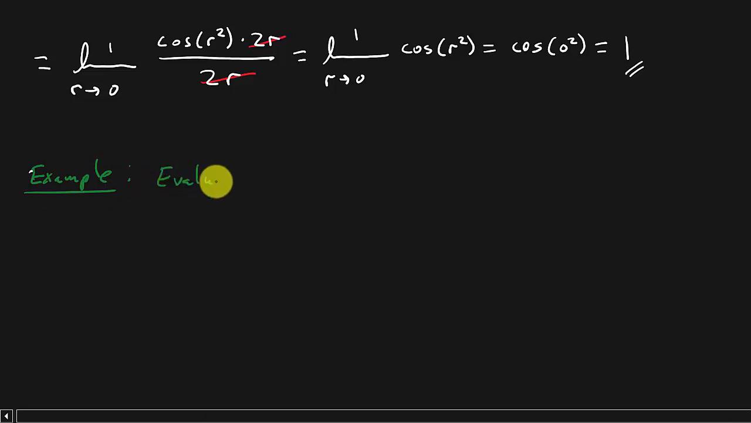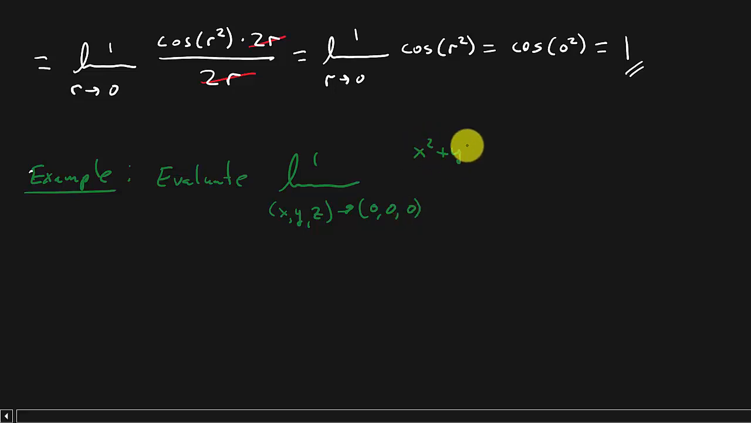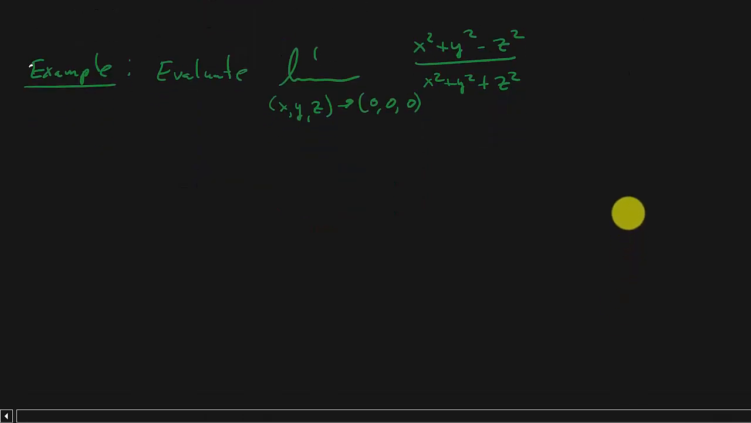So we want to evaluate the limit as x, y, z goes to 0, 0, 0. All right, so how fun is this going to be? So function of 3 variables. And that's going to be x squared plus y squared minus z squared over x squared plus y squared plus z squared. All right, so how in the world do we work something like this?